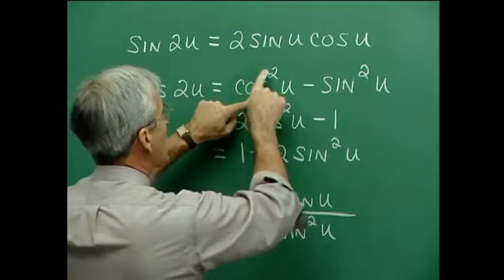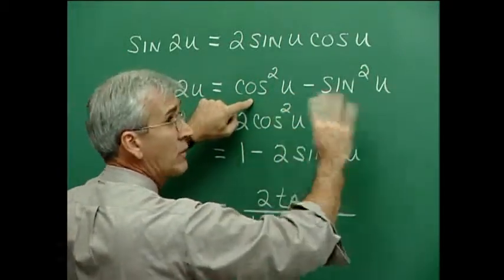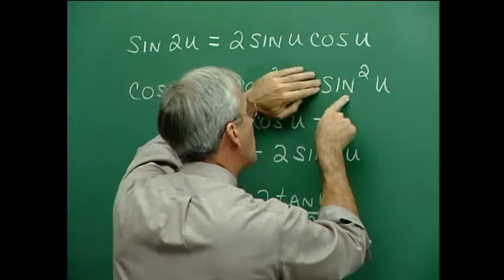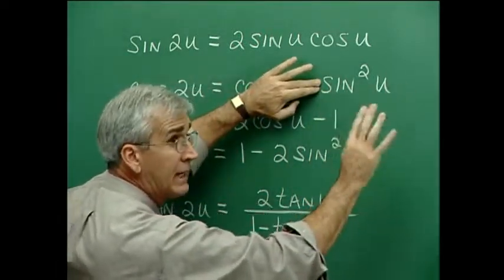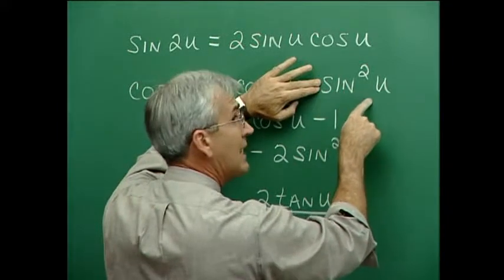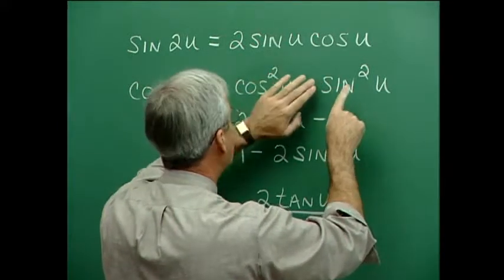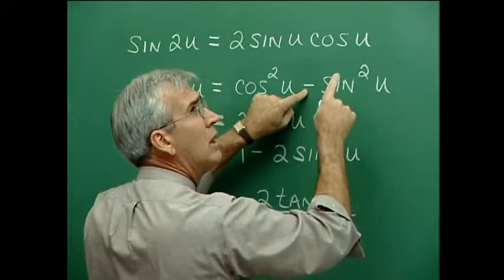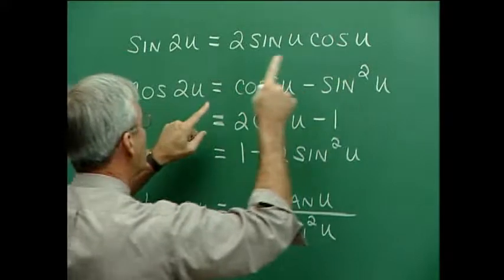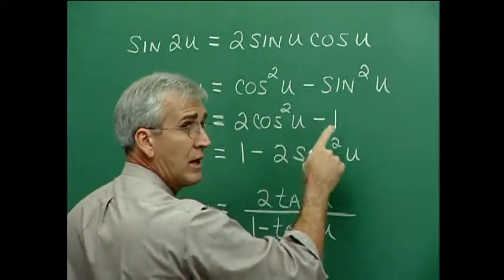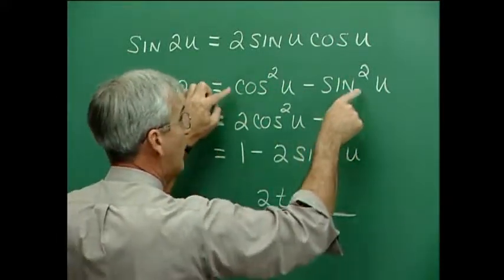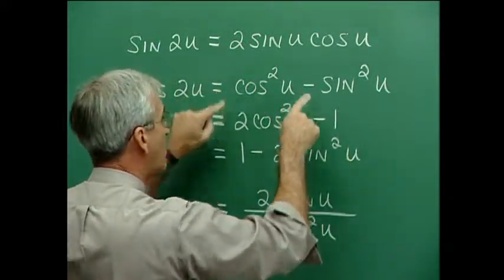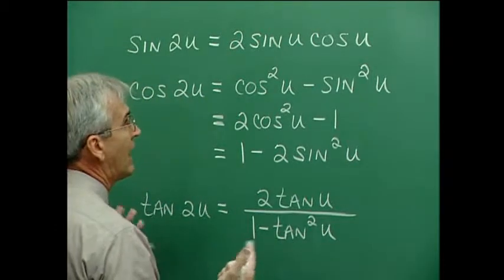You think of cosine squared u minus sine squared u. If we remember that one, then now using the Pythagorean identity, we can replace sine squared with 1 minus cosine squared. And 1 minus cosine squared, with a minus sign right here, that's minus 1 plus cosine squared. Cosine squared plus cosine squared, that's 2 cosine squared minus 1. We've just derived this one from that one by using that little replacement. And if we use the replacement on cosine squared, we would get the other one. Okay, so that's the idea.